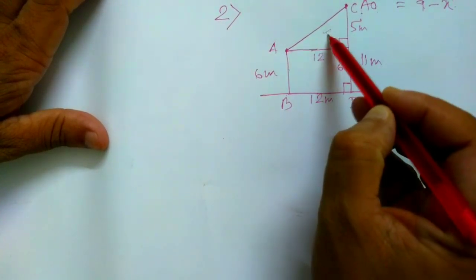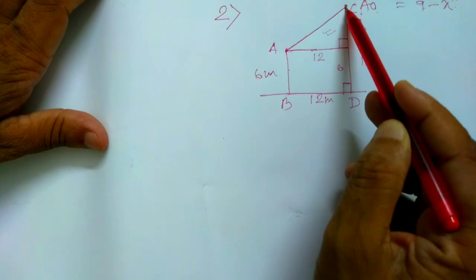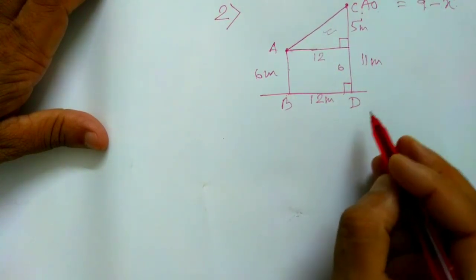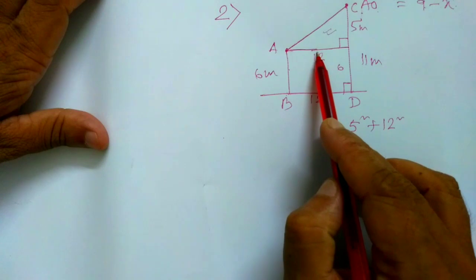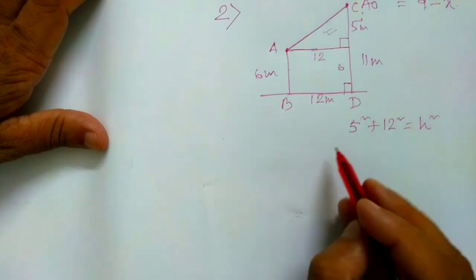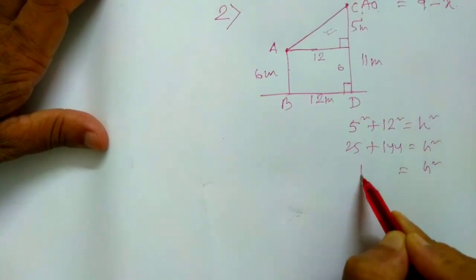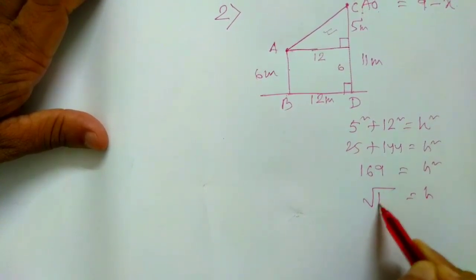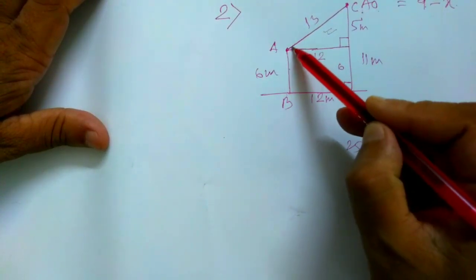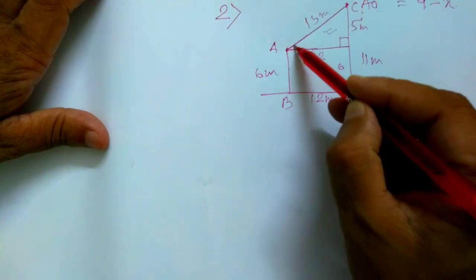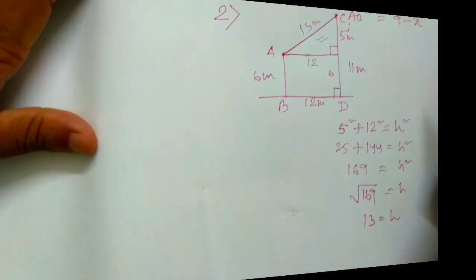Fine. Now in this triangle, we know the perpendicular and we know the base. So we can easily find the hypotenuse by using Pythagoras theorem. Perpendicular square plus base square equal to hypotenuse square. So 25 plus 144, hypotenuse square equals 169. So hypotenuse equals root over 169, that is 13. So my hypotenuse is 13. This 13 meters is the distance between their tops. Fine.